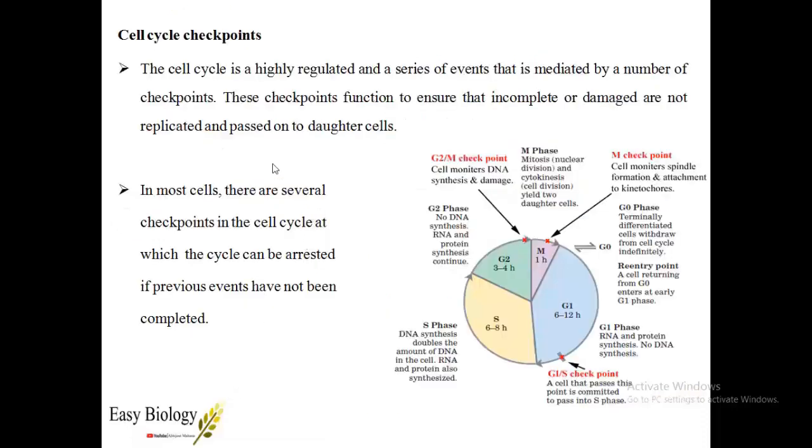From that we finish the regulation part, and next is cell cycle checkpoints. The cell cycle is a highly regulated series of events that is mediated by a number of checkpoints. As you have seen in my previous video, there are three checkpoints: the G1/S checkpoint, the G2/M checkpoint and the M phase checkpoint. These checkpoints function to ensure that incomplete or damaged DNA is not replicated and passed onto daughter cells. In most cells, there are several checkpoints in the cell cycle at which the cycle can be arrested if previous events have not been completed.